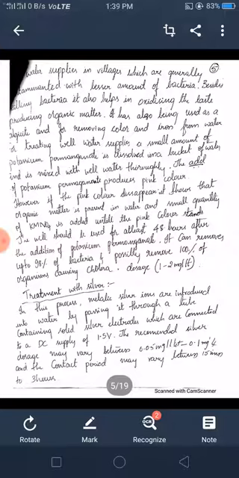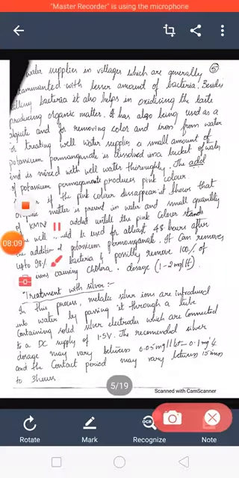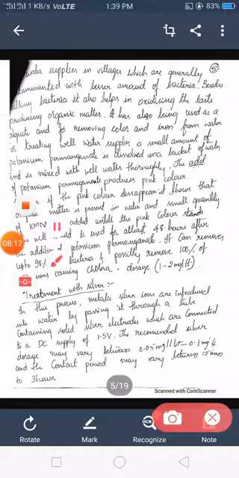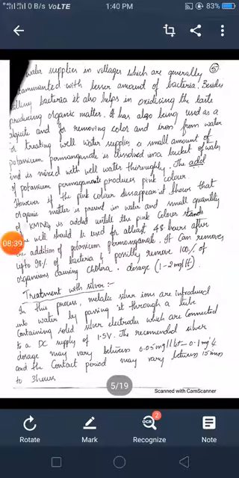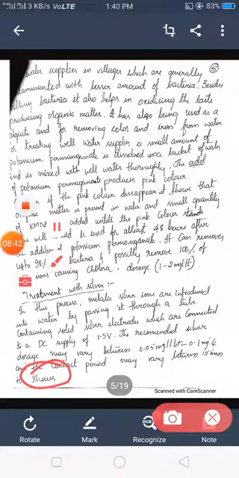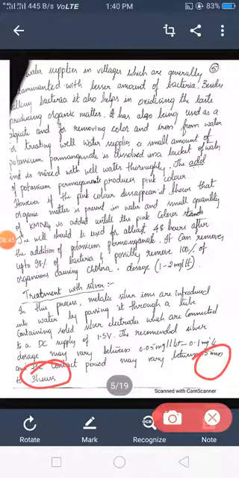Next, treatment with silver. In this process, metallic silver ions are introduced into water by passing it through a tube containing solid silver electrodes, which are connected to a DC supply of 1.5 volts. The dosage recommended is 0.05 milligram per liter to 0.1 milligram per liter, and the contact period may vary from 15 minutes to 3 hours.